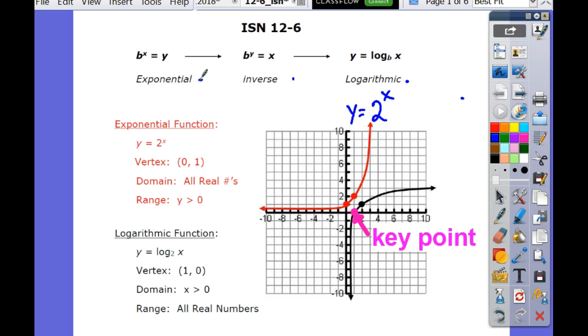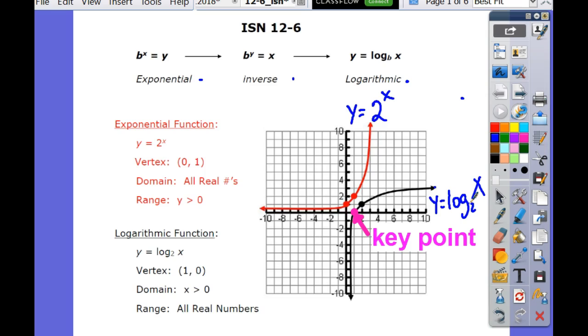How do you get an inverse? Do you remember about inverses? What do you do to get inverses? Switch the x and the y. And so that is how we came up with this log graph. This is the log base 2 graph.